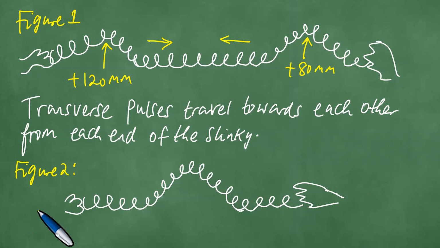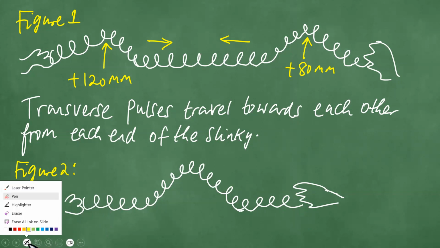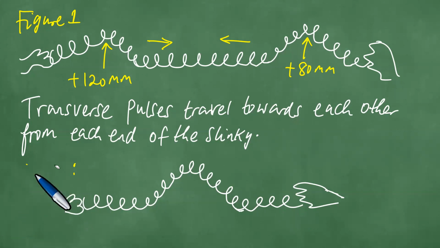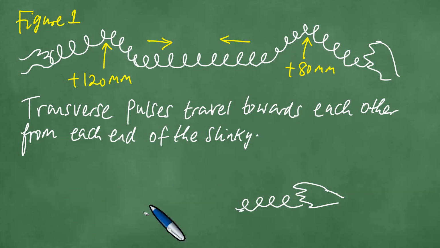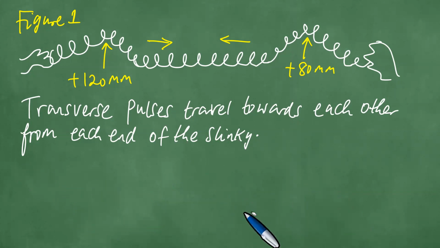Where the two pulses cross, the disturbance increases. So let us do figure two on the next slide and understand what's happening here.